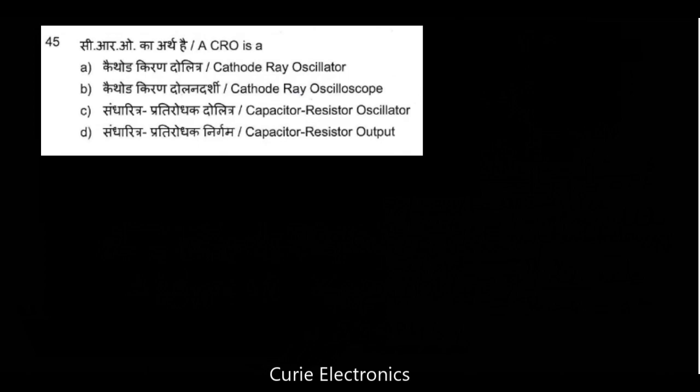What is the full form of CRO? Cathode ray oscilloscope. If you want to know more about the cathode ray oscilloscope, you could watch this video which shows in the i button. CRO is the short form of cathode ray oscilloscope.